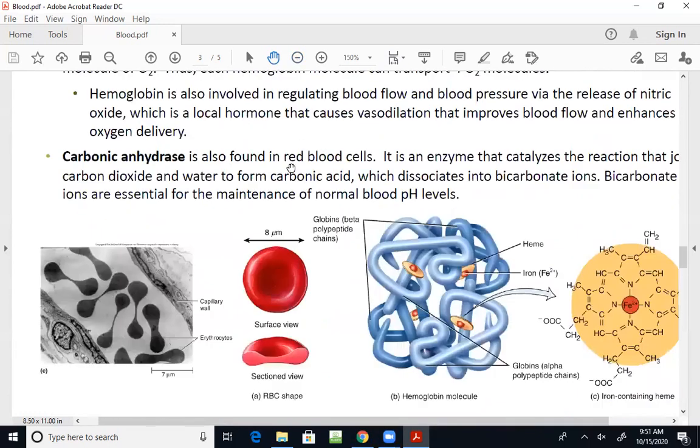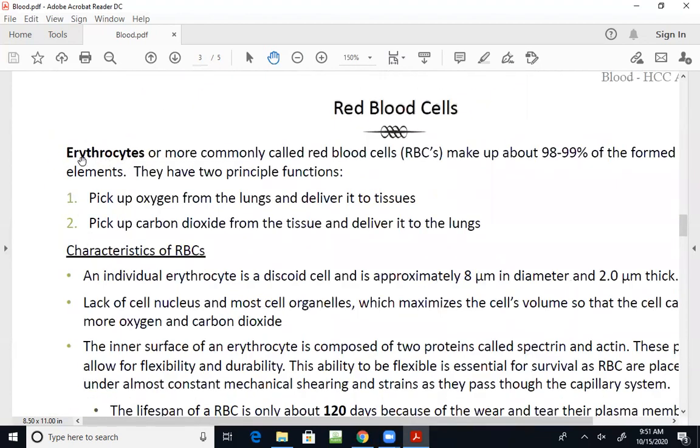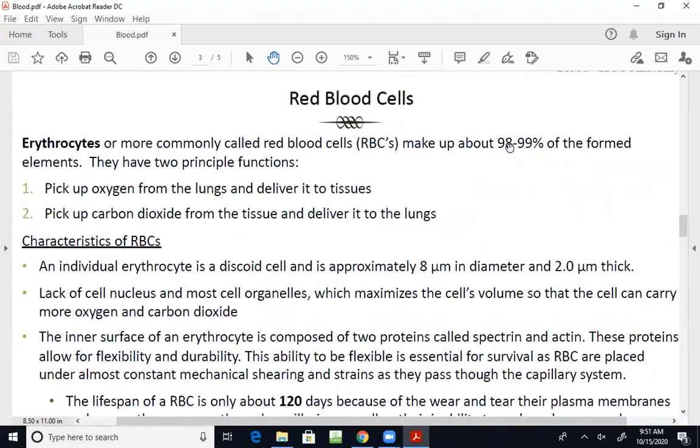Okay. Let's talk about red blood cells, which are called red blood cells because they are literally just cells that are red in color, also known, as we just mentioned, as erythrocytes, and make up about 98 to 99% of the formed elements of our blood. Two principal functions, the first of which is its most important function, picking up oxygen from our lungs, delivering the oxygen to our tissues. About 98%, almost 99% of the oxygen that's transported in our blood is carried by our red blood cells.